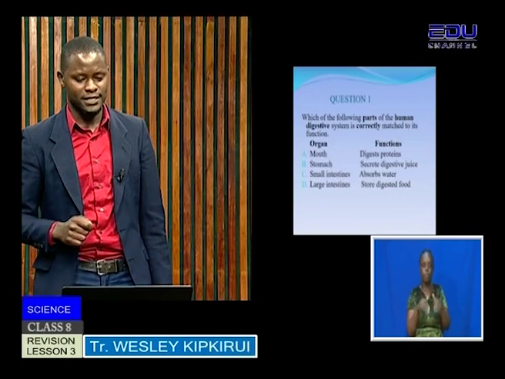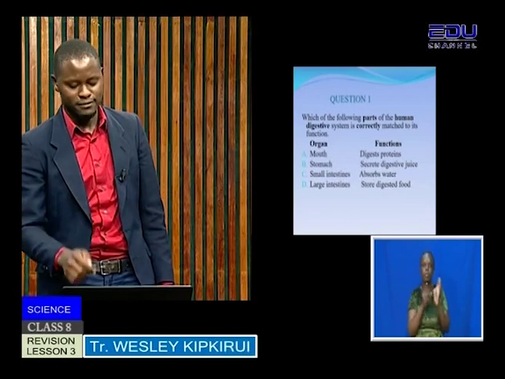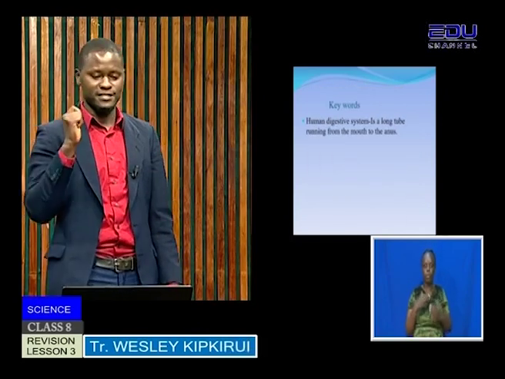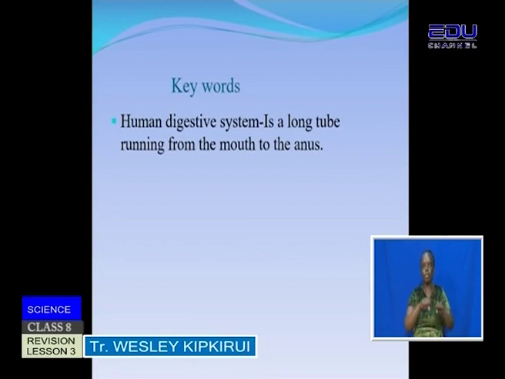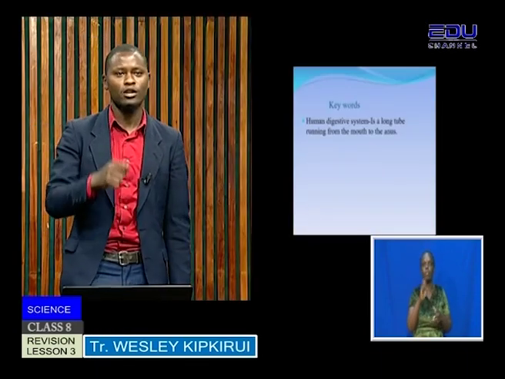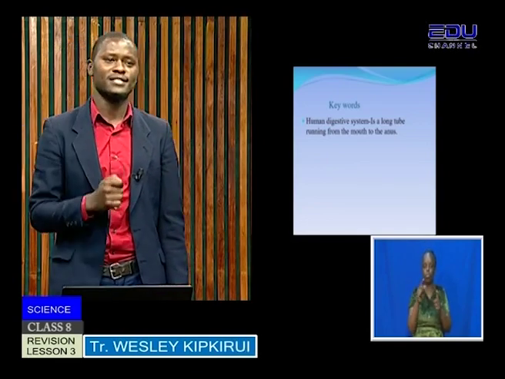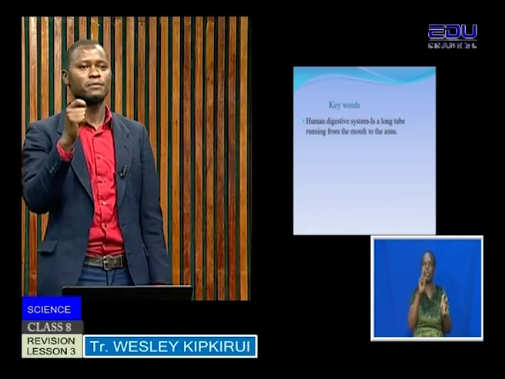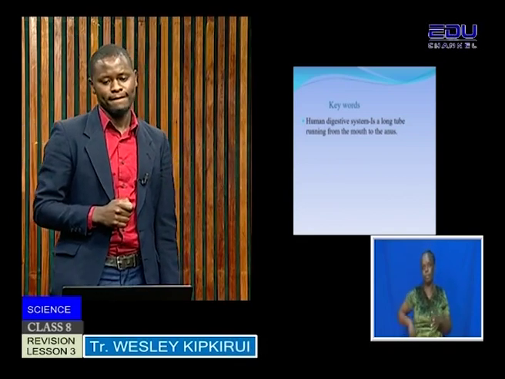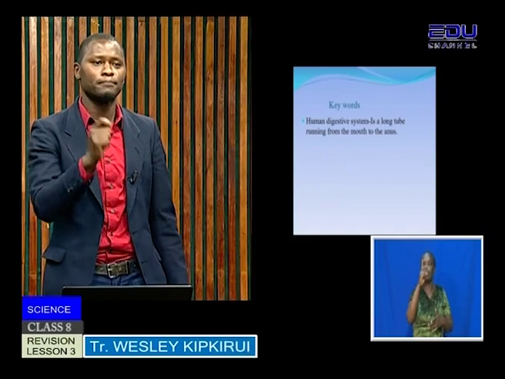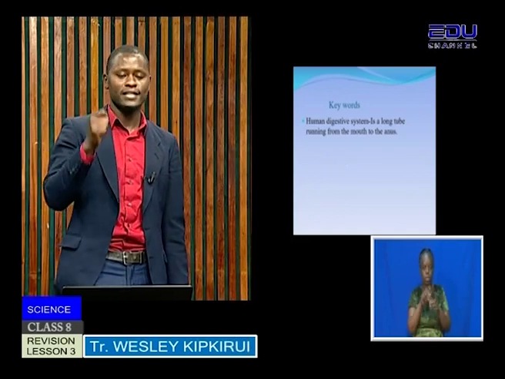But before you do that, let's first define the terms. We have human digestive system. What is the human digestive system? Learner, you must understand that the human digestive system is a tract or a tube which runs all the way from the mouth all the way to the anus. That is a large tract which runs all the way from the mouth to the anus. That is what we mean by the term human digestive system. That is a point which you must note as a learner before you answer the question on the human digestive system.